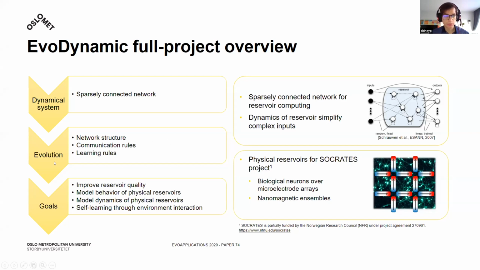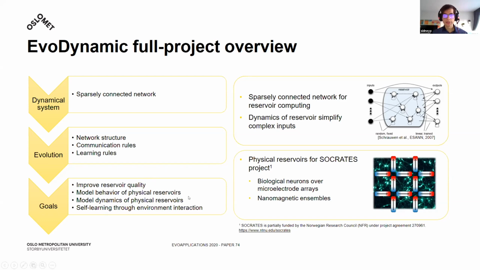EvoDynamic is going to evolve as well the topology of the network, the communication rules that change the states of the connected nodes, and the learning rules as well, that modify the communication rules depending on the states of the nodes, a history of states of the nodes. These evolutions are going to have some goals. One of the goals is to improve the quality of the dynamical systems to be used as reservoirs, to model the behavior and dynamics of physical reservoirs, and to produce an agent that can learn interacting with the environment.